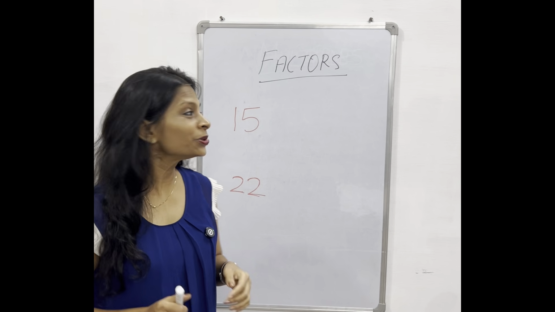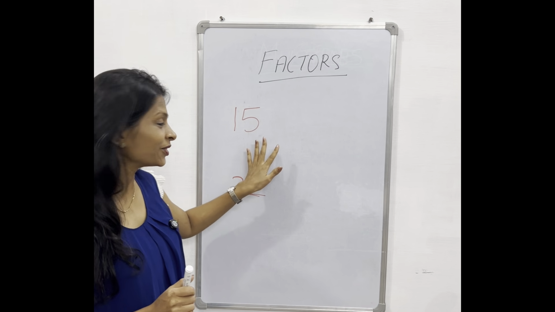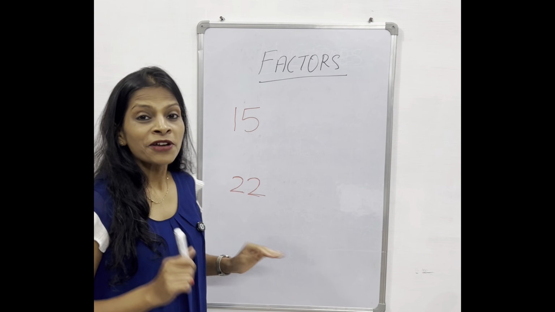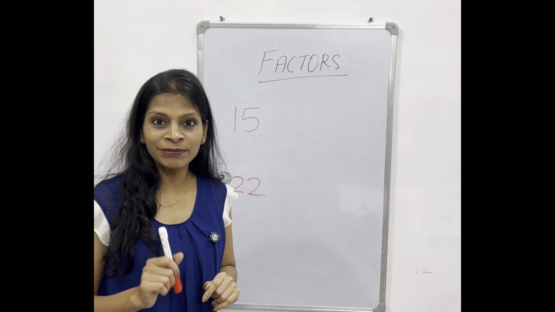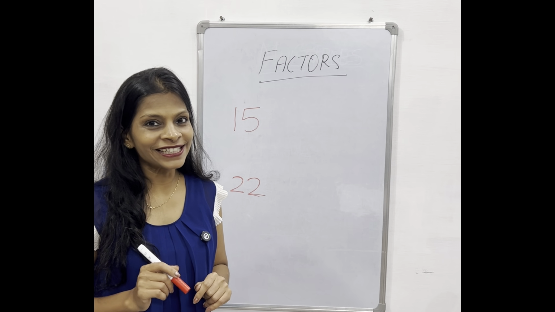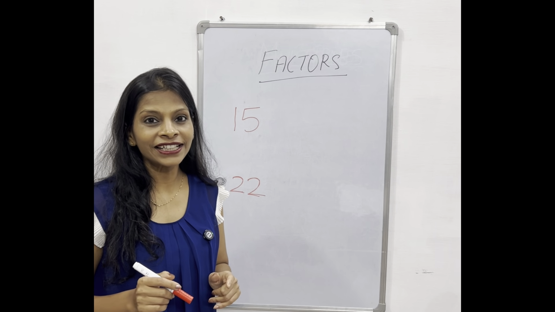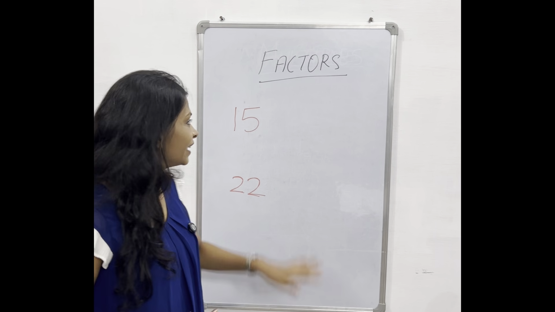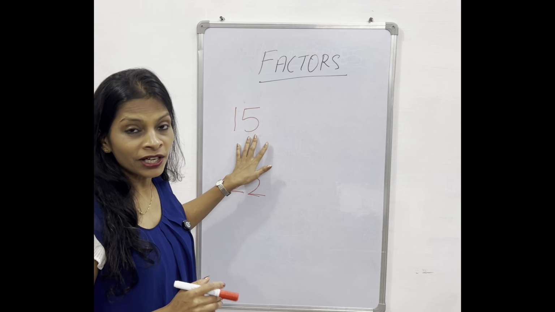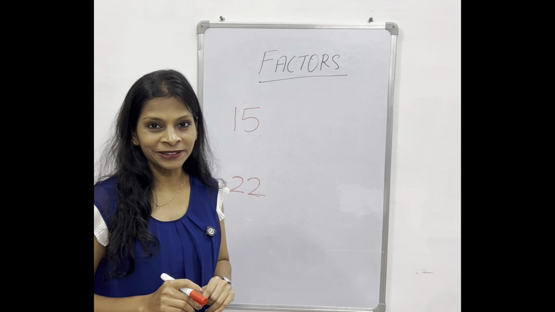Now I want you to solve these questions and find the factors of 15 and 22. Before attempting the questions, remember 1 and the number itself are always the factors of any particular number. And what are factors? Factors are numbers that divide the particular number without leaving any remainder.